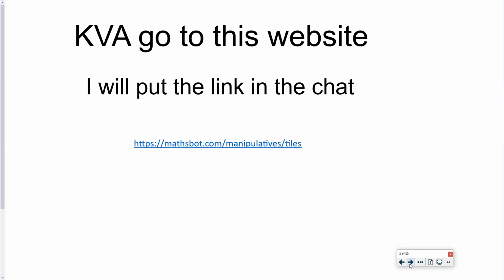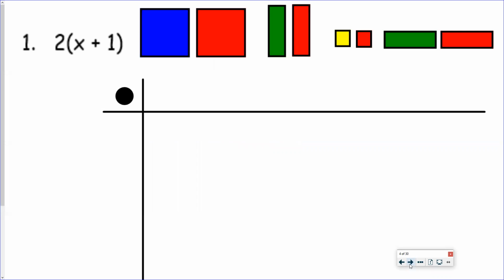All right, if you are watching this online, go to this website so that way you can pull up algebra tiles, just like what you did yesterday. So with algebra tiles and multiplying, you're going to need to make sure you're drawing these lines because these lines tell us you're multiplying what's in the first parentheses times the second parentheses.